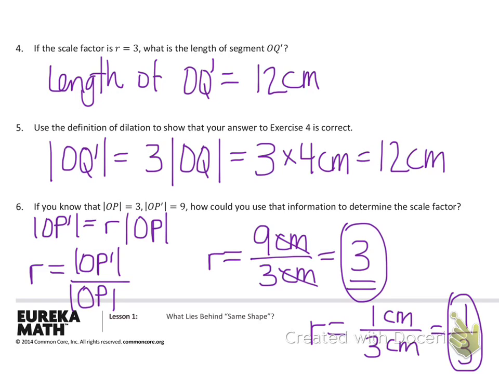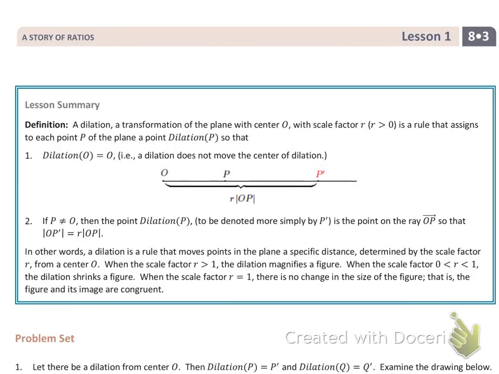Okay, so what we're going to do now is just look at the lesson summary, and then you can get going on the problem set. Okay, so in your notes, and your problem set, if you turn to that, past the exit ticket, you'll see the lesson summary. So we've gone over all of this, and this gives the detailed definition of a dilation.